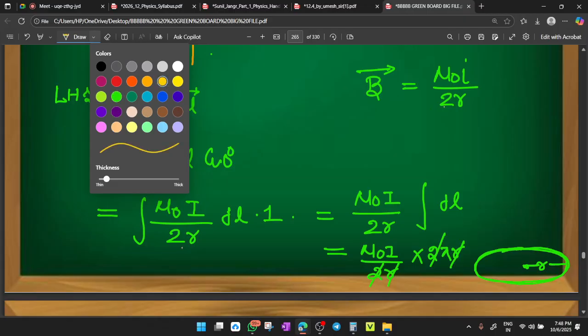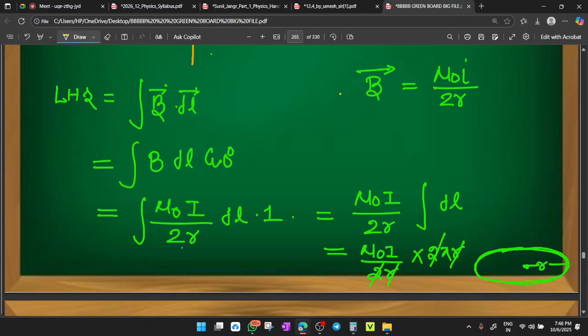We have to place the value of B, for a circular loop, as mu naught I upon 2 pi R. Yesterday we derived that mu naught I upon 2 pi R. Clear? So it was 2 pi R. For a straight conductor at a point, it is mu naught I upon 2 R. But for a circular loop, it is mu naught I upon 2 pi R. Clear?